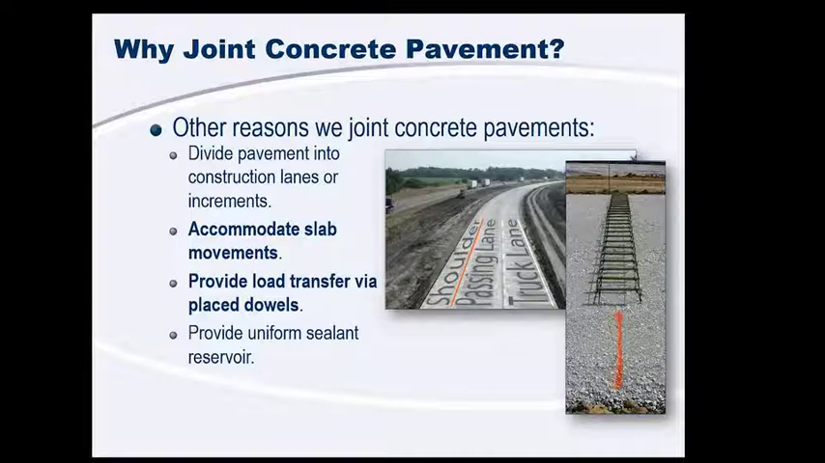Additionally, we joint pavements to provide a uniform sealant reservoir. This helps keep moisture and incompressibles out of our joint system and out of our pavement system. If we didn't have the joints there to form that uniform sealant reservoir, the incompressibles would go into those random cracks, and it would be a lot harder to seal all those cracks since they'd be forming randomly.